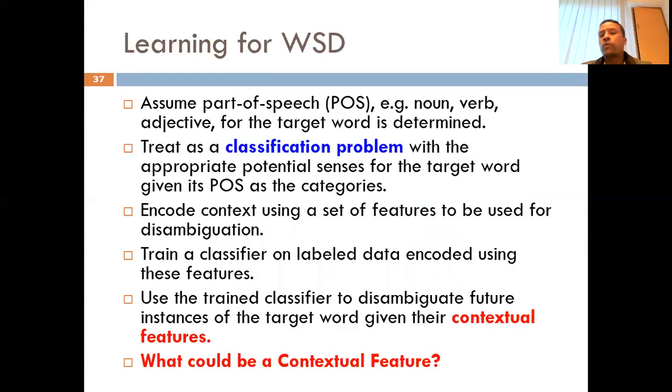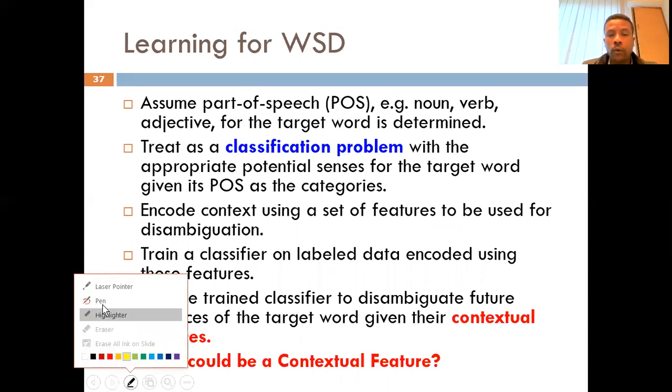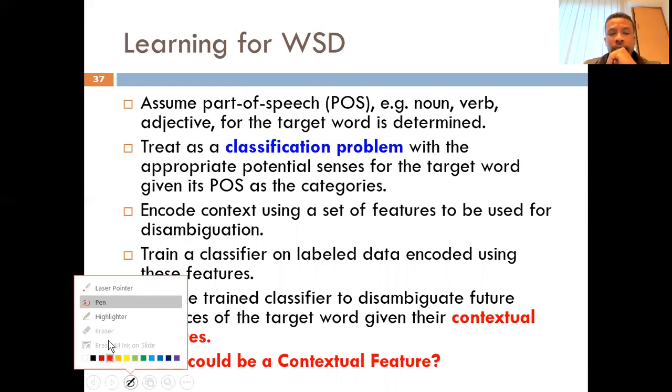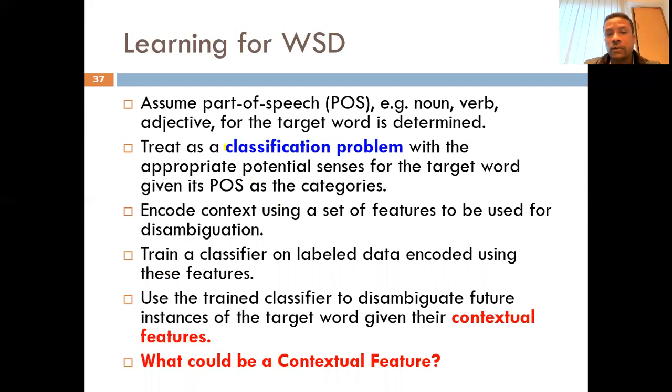The other approach that we have for word sense disambiguation is what we call learning word sense disambiguation. Now, most of the time, people treat it as a classification task, or a classification problem. Why do we say that? Because we know that a word can have multiple senses. This is what we have.